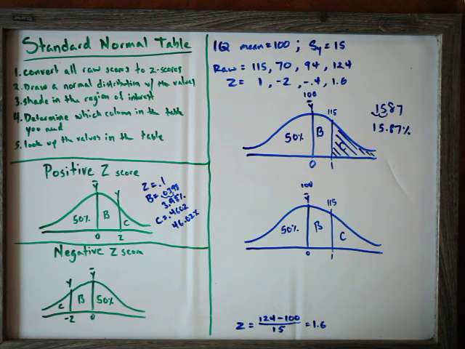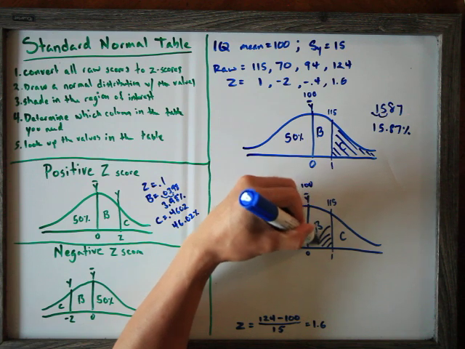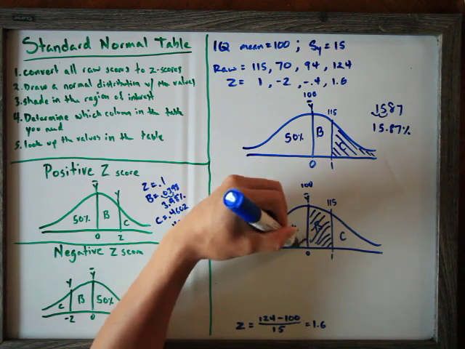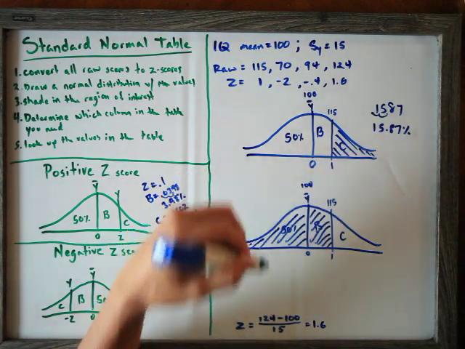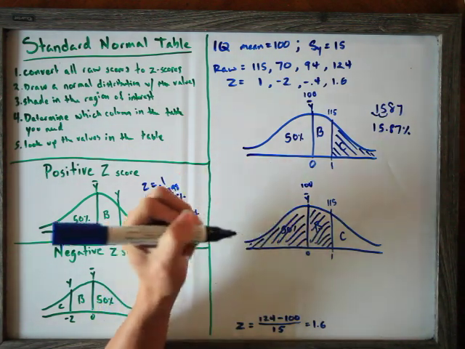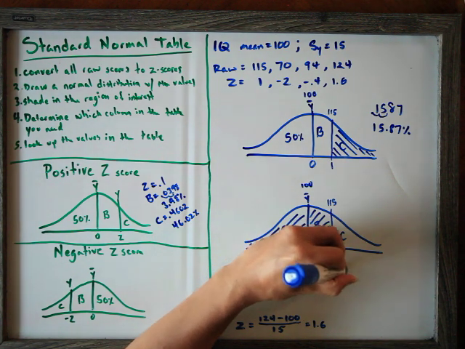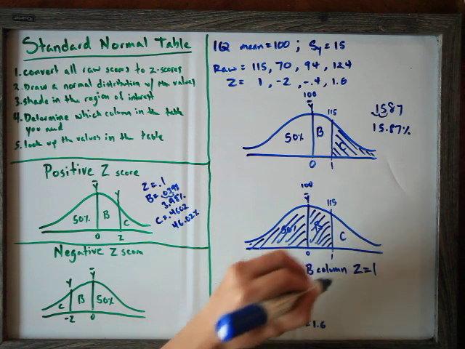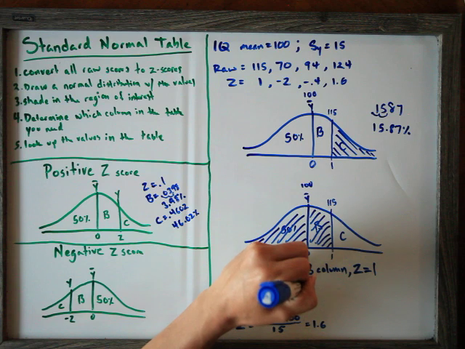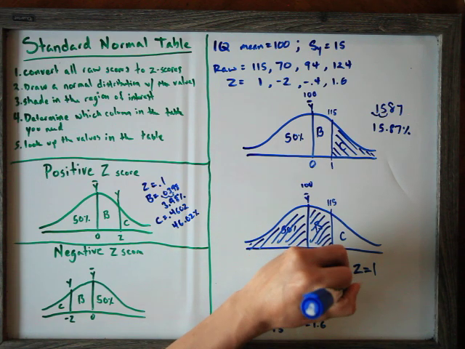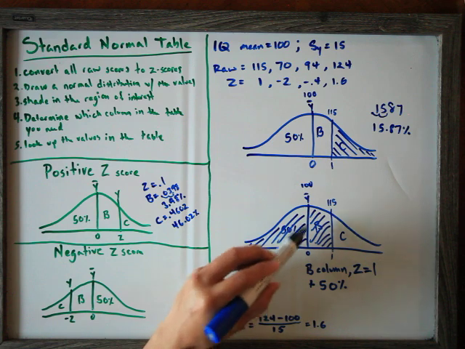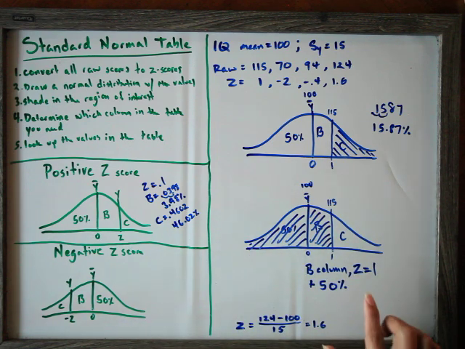This time I asked you, what percent of people scored lower than 115? So which areas do we shade in? Well, we need to shade in this area because that's lower than 115, and also this area because that area is also lower than 115. So we need to find two values. We need to find the B column for a z-score of 1, and we need to add 50% to that, because this shaded area is 50%.